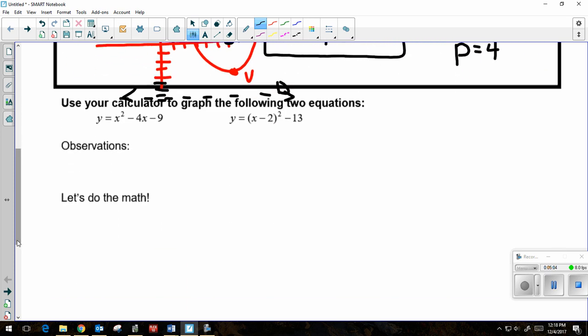And once again, as we go through the lesson, if you don't understand something, you can pause and rewind if you need to. Or if I'm going through a problem and you already have it, you can fast forward if you'd like. Use your calculator to graph the following two equations. y equals x squared minus 4x minus 9, and y equals (x minus 2) squared minus 13. So what you should do at this point is pause the video, take out your calculator, type each of these into y equals, and take a look at their graphs. And then when you're ready, make some observations and then hit play to pick back up with the video.